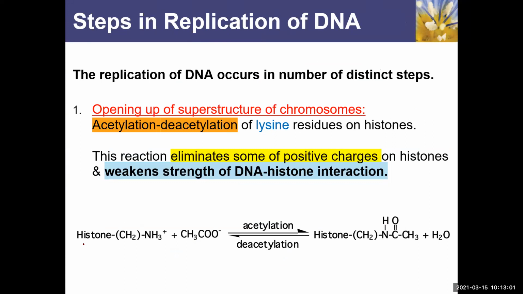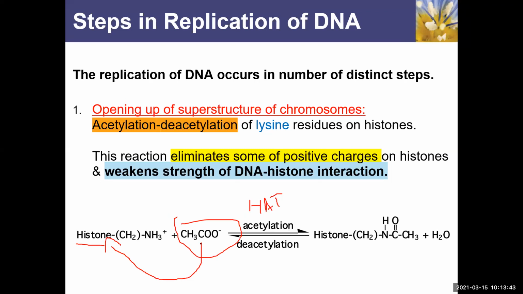The histone proteins have a lysine residue, and the lysine residue of the histone proteins is acetylated. We have an enzyme here called histone acetylase, sometimes called the HAT enzyme. Histone acetyltransferase is an enzyme which causes acetylation of the lysine residue of the histone. What does that mean? Acetylation means addition of CH3COO to lysine, which is present in the histone proteins.